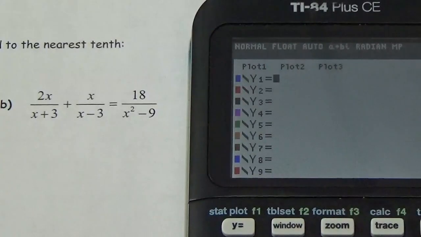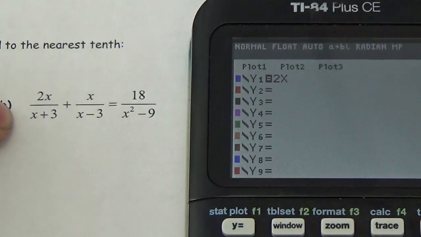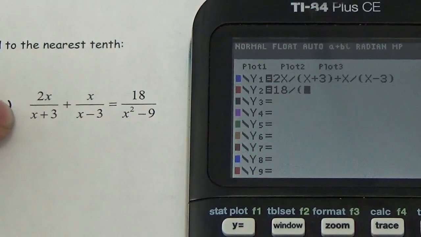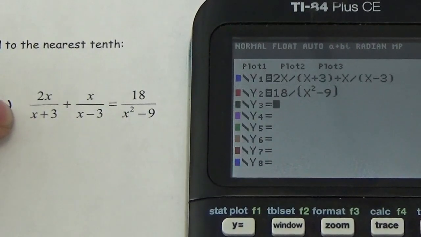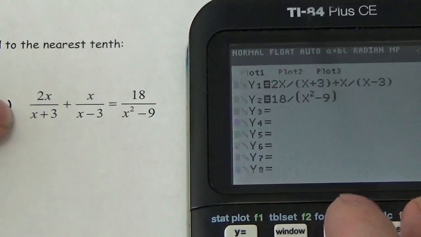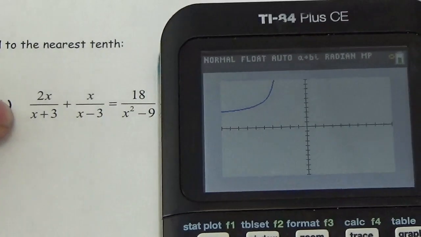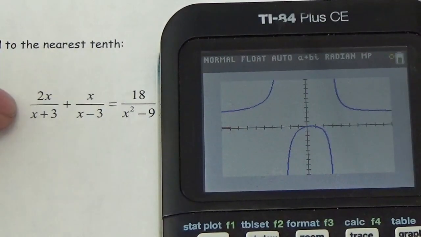So now I'm going to graph 2x divided by (x plus 3), plus x divided by x(x minus 3). Again, I have to make sure I put parentheses around that denominator. And then my next line, y2, is going to be 18 divided by x squared minus 9. Okay, let's take a look and see what it looks like when I graph it. Okay, so there's the left side of the equation.